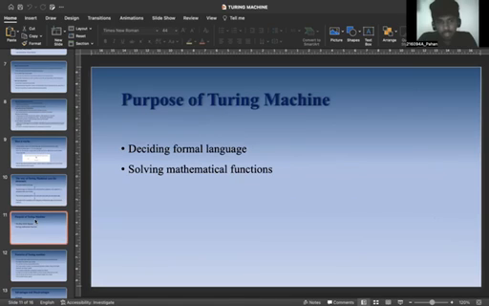Thank you, Riasa. Now we'll talk about the purpose of the Turing machine. Firstly, the Turing machine has been employed as a language generator since it includes numerous cassettes, one of which is empty at the start and gradually filled with language terms. So it is deciding the formal language. Then it has also been used for solving mathematical functions. Next, we'll move to the features of the Turing machine.